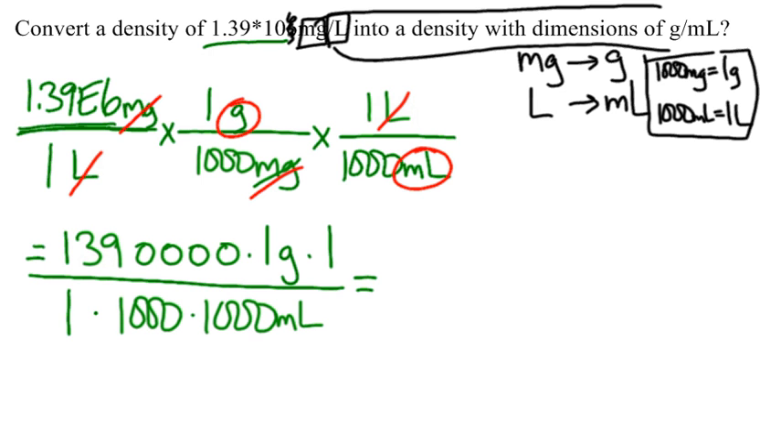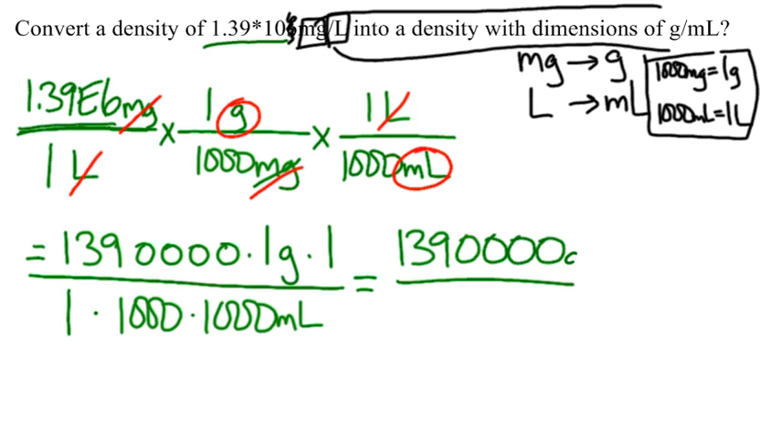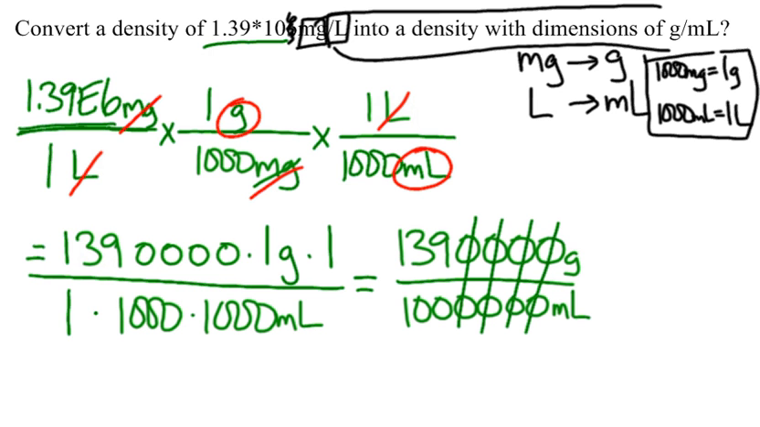I'll do the math, and I end up with 139,000 grams divided by 1 million, because 1,000 times 1,000 is a million. 1, 2, 3, 4, 5, 6 milliliters. Okay? So I can always cancel out my zeros, right? 1, 2, 3, 4, that's as far as I can go. So I end up really with 139 divided by 100, which is the same thing as saying 1.39 million divided by 1 million, right?